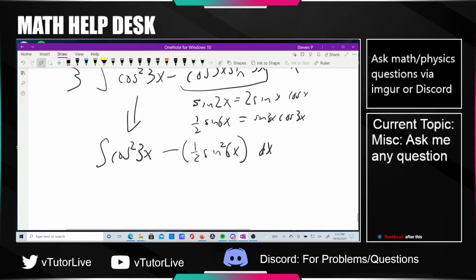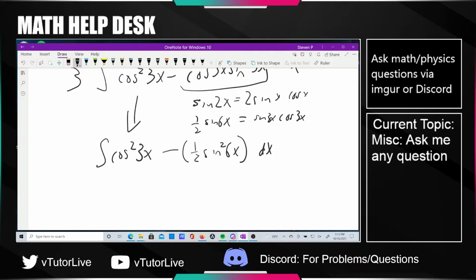Yeah, I can take a look at number 2 right afterwards. Cosine 3x minus 1/2 sine squared 6x. And now it's just a question of how do you integrate a cosine squared, or how do you integrate a sine squared? Because that's almost exactly the same concept, right?